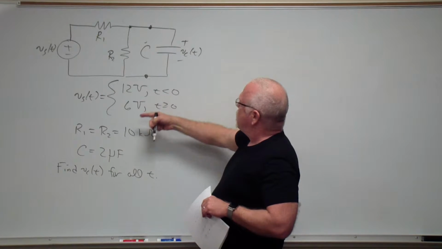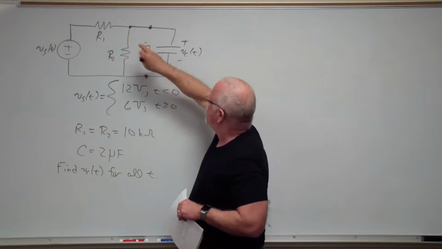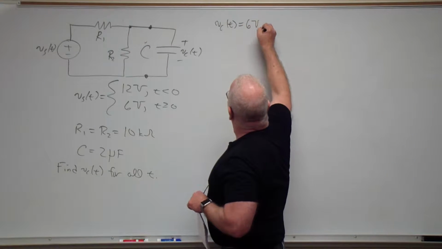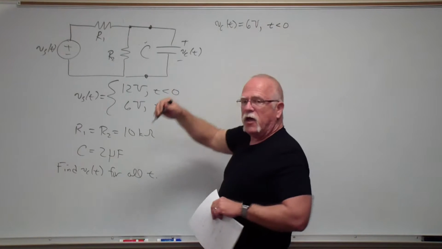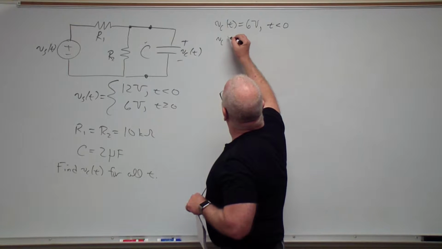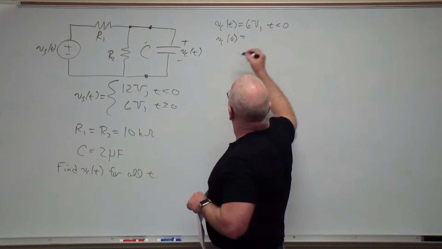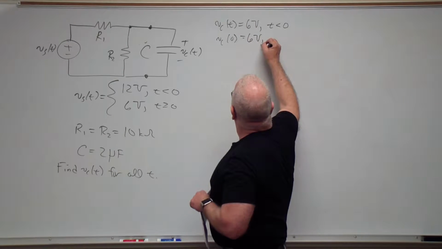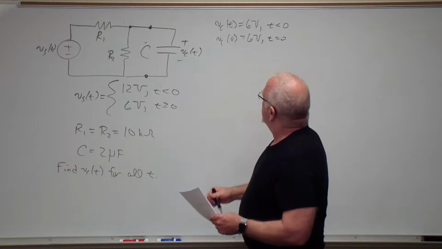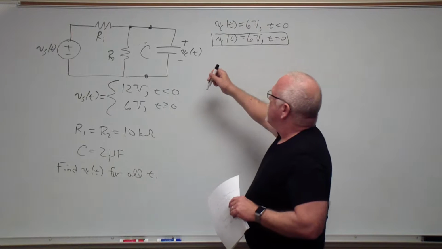So for t less than 0, everything's been constant. The capacitor acts like an open circuit. We just see the voltage divider. So Vc of t is 6 volts for t less than 0. And because of the continuity of the capacitor voltage, that has to be the same at t equals 0, even though the voltage on the input side changed. So it's got to be 6 volts at t equals 0. That's our initial condition we'll need when we go do our Laplace.